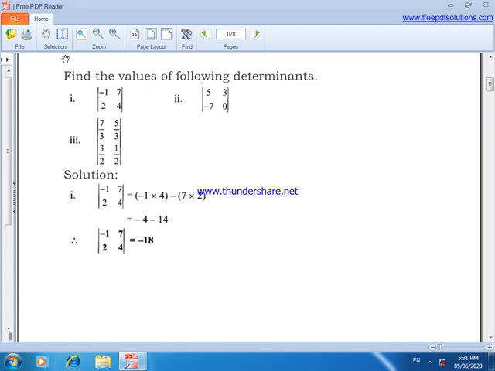Let's solve the first example, which is given as minus 1, 7, 2, 4. First cross multiply: minus 1 into 4, then minus 7 into 2. So minus 1 into 4 is equal to minus 4, minus sign will be as it is, 7 2s are 14. So minus 4 minus 14 is equal to minus 18.